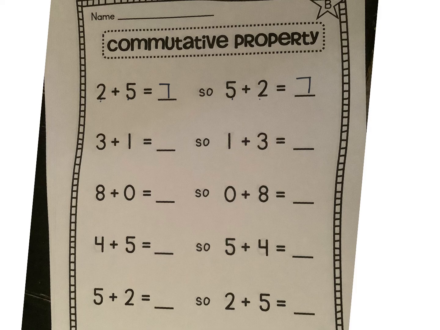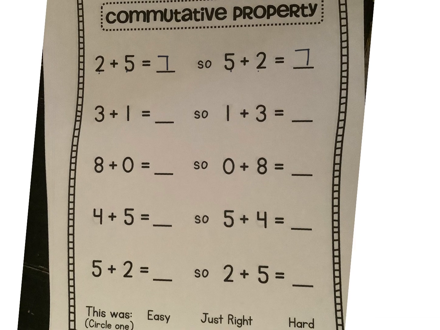We know 3 plus 1 from all of the rocket math we've been doing. That should be pretty simple. It's 4. So if 3 plus 1 is 4, 1 plus 3 must also be 4. 8 plus 0, we know that anything added to 8 stays the same, so that's 8. And if I just flip the numbers, it's also the same answer, 8.